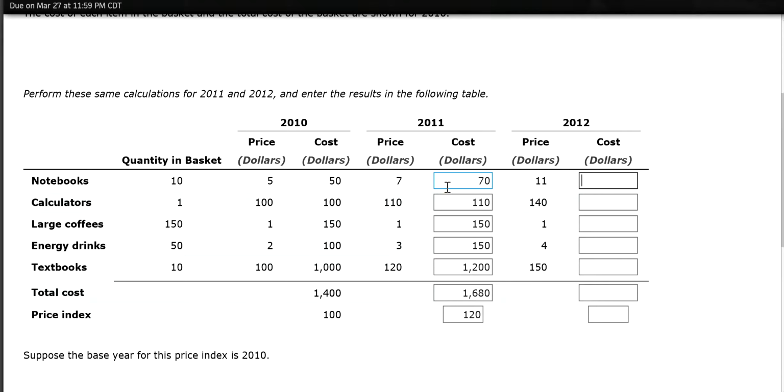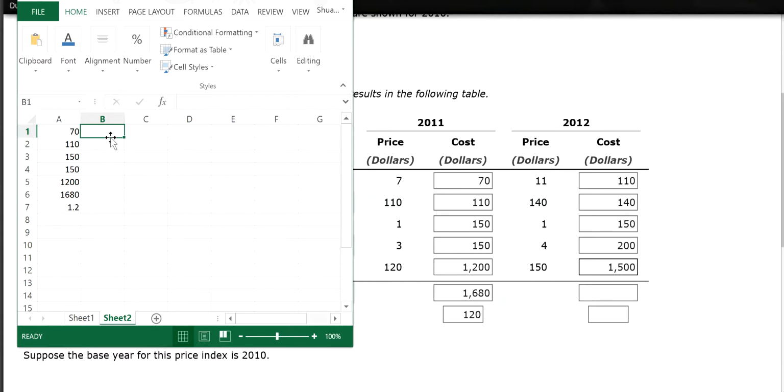And let's repeat the same process. So 11 times 10, that's 110. Next one's going to be 140 times 1. And then 1 times 150. 4 times 50, so 200. 150 times 10, so 1500. And let's find the total cost. So 110, 140, 150, 200, 1500. So the total cost is going to be all together over here at 2100.